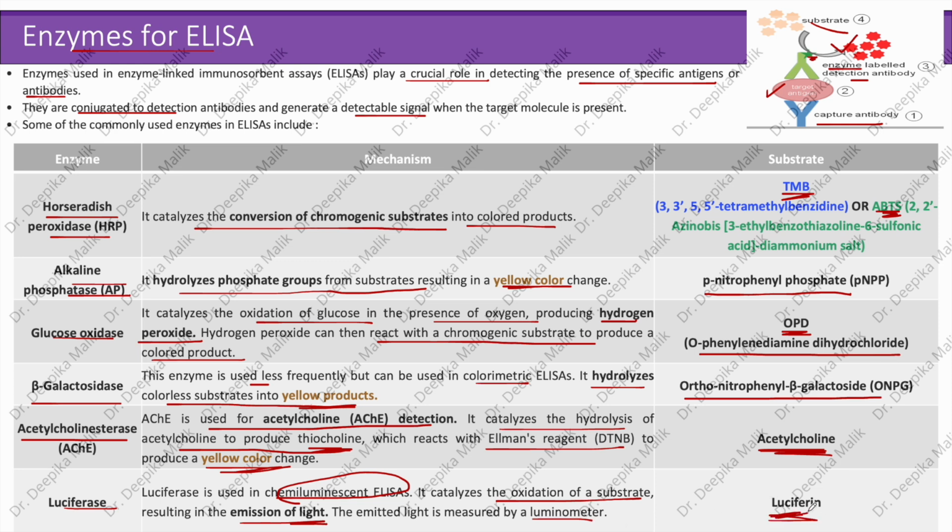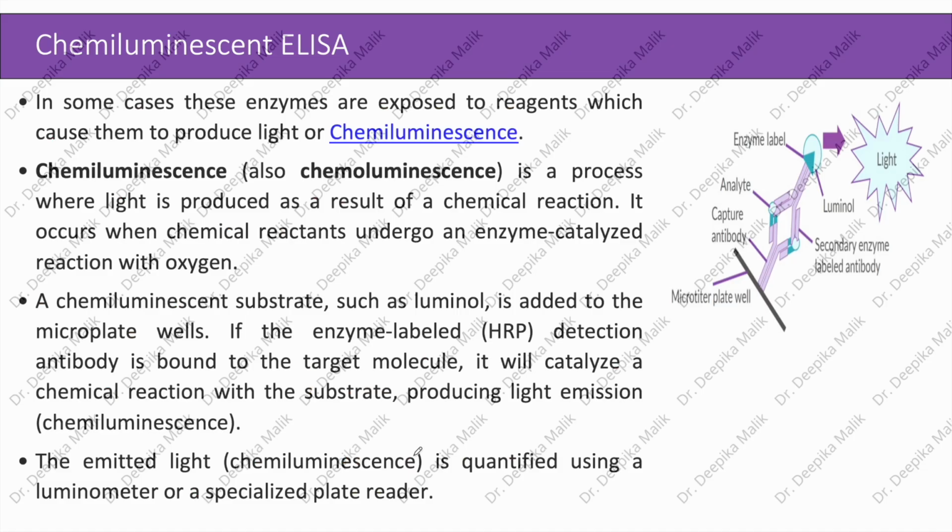The ELISA giving signal in the form of light is known as chemiluminescent ELISA. So the enzymes are exposed to reagents which cause them to produce light or chemiluminescence. It is a process where light is produced as a result of a chemical reaction. It occurs when chemical reagents undergo an enzyme catalyzed reaction with oxygen. A chemiluminescent substrate such as luminol is added to the microplate well.